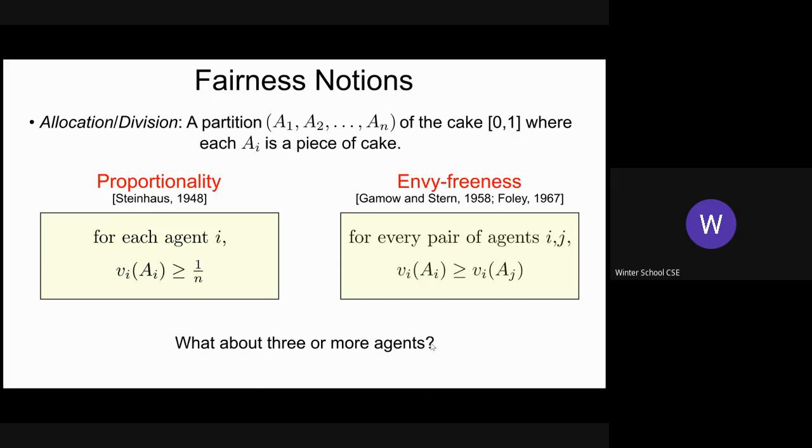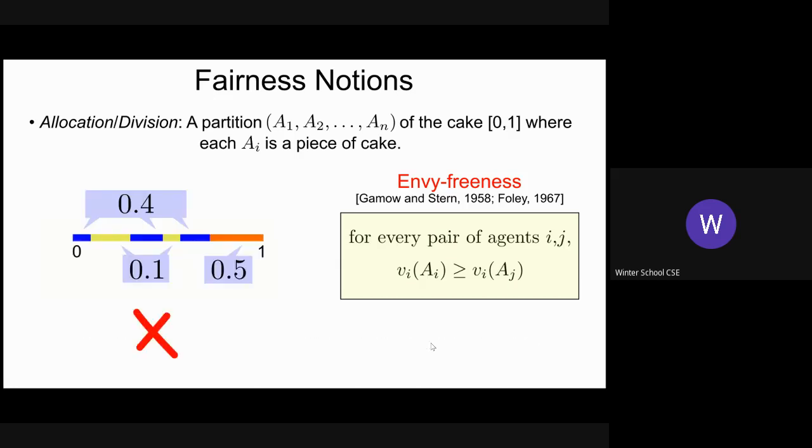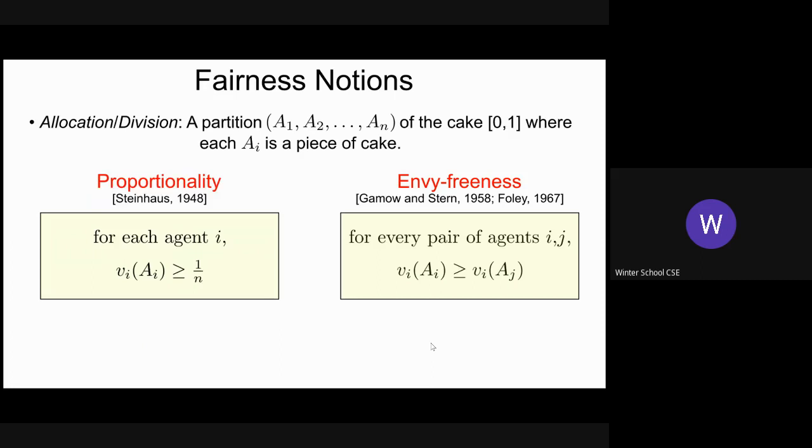Possibly. It's still proportional from your perspective, but you have a significant envy. Good. So proportional may not be envy free, right? And in fact, I claim that you have actually seen such an example, like this one. This was proportional from the blue agent's perspective because it was above 0.3. Certainly, it was not envy free. So there could be situations where an allocation is proportional but not envy free.